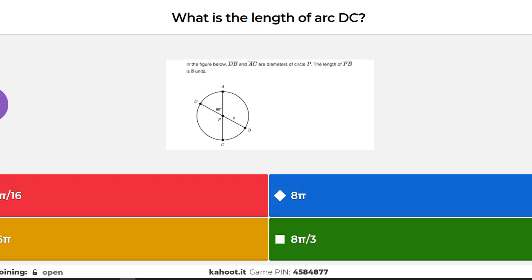Arc length. These should be pretty quick. What is the arc length of arc DC? So going from D to C the short way.